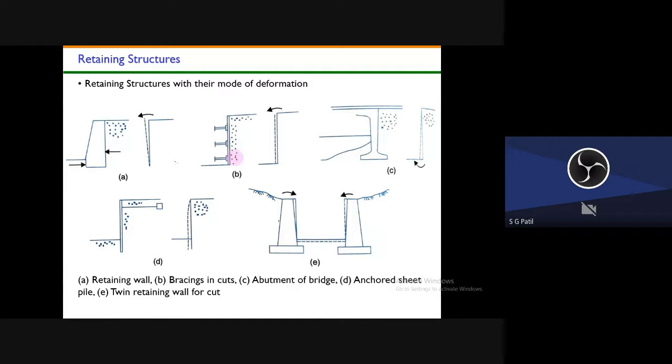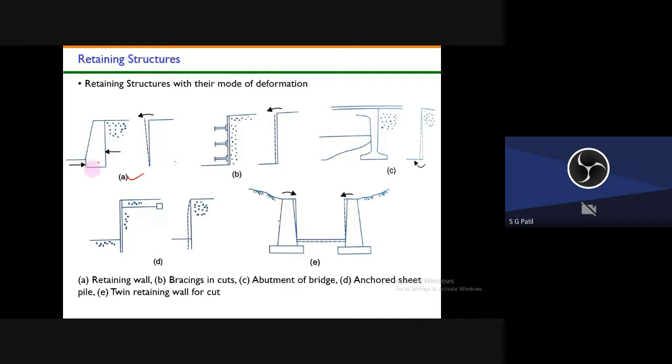Again, different types of retaining walls. Here are the different retaining structures with their modes of deformation, that is, how they will deform. The first one is the retaining wall, which may be a gravity retaining wall or some cantilever retaining wall.